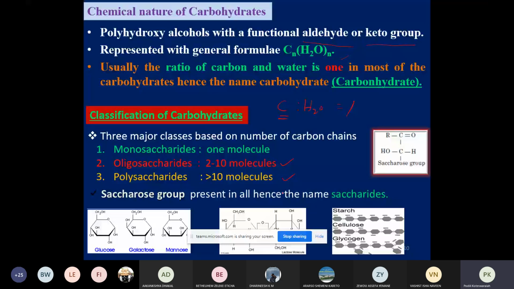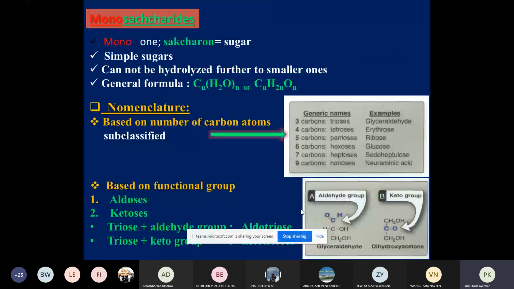And these monosaccharides are further classified in different ways based on the number of carbon atoms and also on the functional group present. We know that monosaccharides are simple sugars. They cannot be hydrolyzed further into smaller ones. Based on the number of carbon atoms, they are classified into trioses, tetroses, pentoses, hexoses, heptoses, and nonoses.